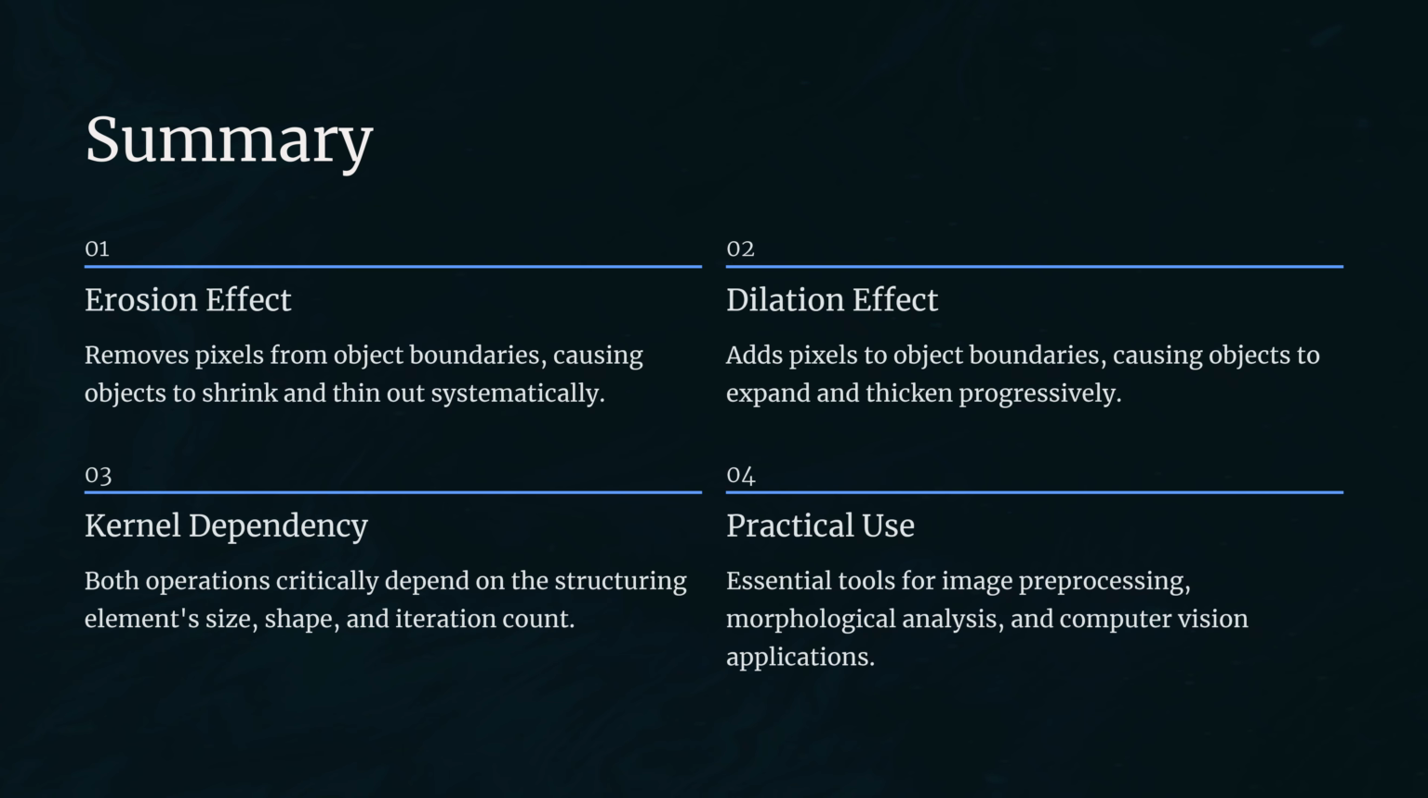Let's summarize what we have learned. Erosion shrinks the object, removing pixels from edges. Dilation expands the object by adding pixels to edges. Both depend on kernel size and shape. These operations help in noise reduction, shape correction, and image analysis.